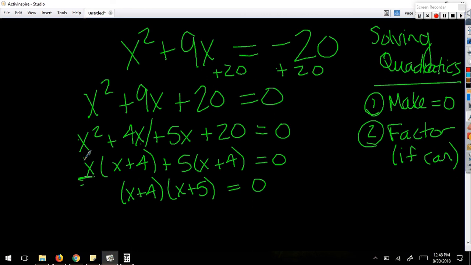Right. Well now, I have two things. Thing 1, thing 2. Set each one to 0, yes. Set each factor equal to 0 and solve.